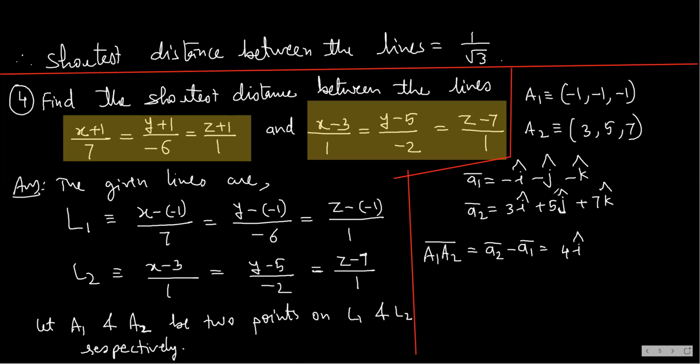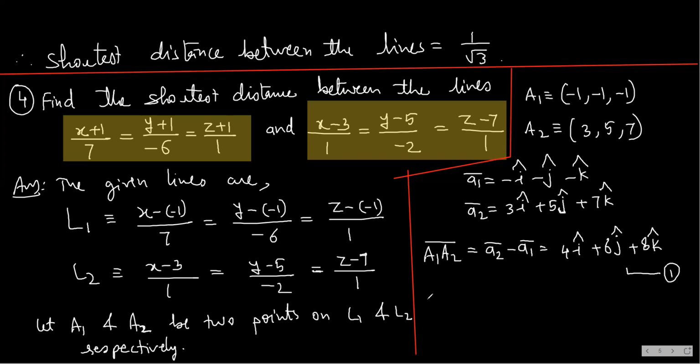Okay, then 5 j cap minus, that is plus 6 j cap, and this is plus 8 k cap. I got a2 bar minus a1 bar. Now I'll go for b1 bar and b2 bar.